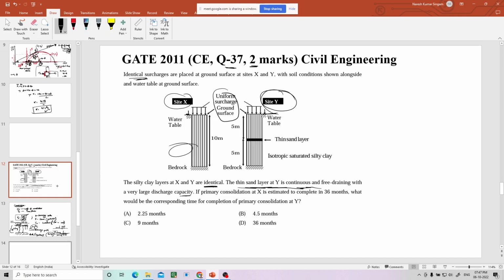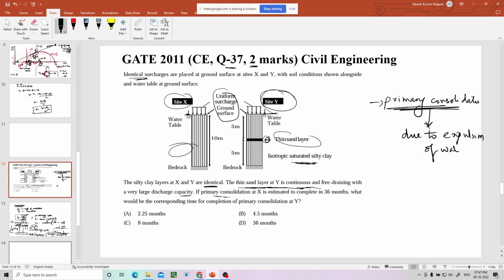At site Y, there is one thin sand layer in the middle of the saturated silty clay. That's it, compared to X. Now, primary consolidation means the consolidation which happens due to expulsion of water. Consolidation can happen due to the elastic settlement of the clay, due to water expelling out, and another reason is the disintegration of the particles. When the particles are crushed, the soil can also settle, so consolidation can happen.